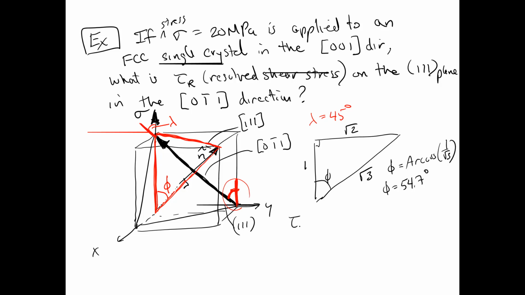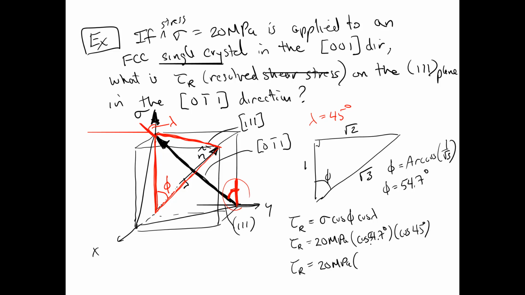So going back to our resolved shear stress equation, now let's plug in what we know. Sigma is 20 MPa, and phi is 54.7, so we have the cosine of 54.7 degrees times the cosine of 45 degrees. Or if you look at those triangles up above, the cosine of 54.7 is 1 over the square root of 3. And the cosine of 45, you probably have memorized from trig. It's 1 over the square root of 2. If you figure that out, the resolved shear stress on that plane in that direction is 8.2 MPa. So of that 20 MPa, 8.2 is acting in shear on that certain plane in that certain direction.